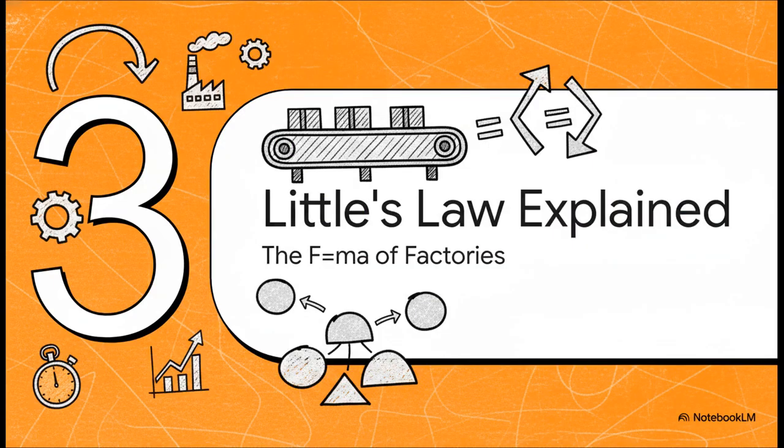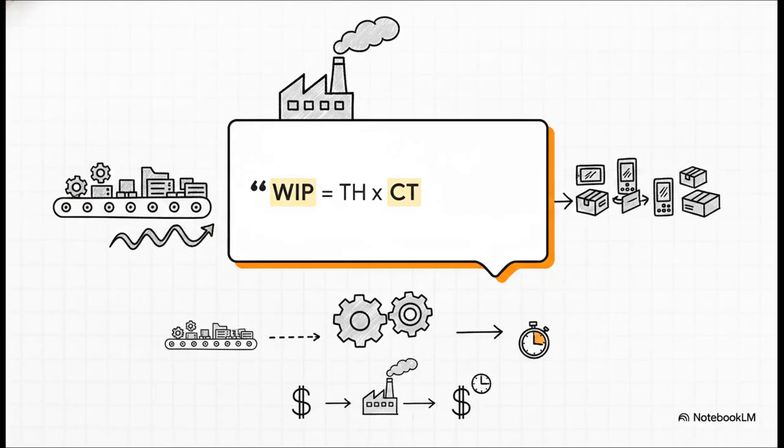Section 3, Little's Law explained. The F equals MA of factory physics. Let's tie all these variables together with the big one. Little's Law. It simply states that work in process equals throughput multiplied by cycle time. Named after John D.C. Little, it is the inescapable core equation of factory dynamics. Think of it this way. These three variables are permanently locked together. You can't cheat the math.